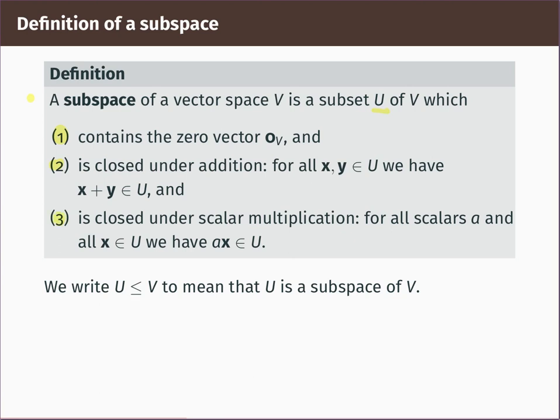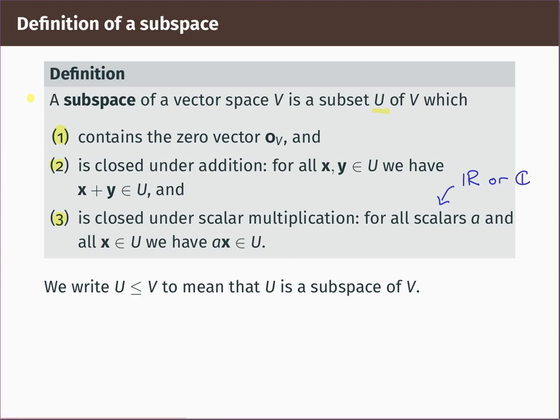Finally, U must be closed under scalar multiplication. That means for all scalars A and for all vectors x in U, the scalar multiplication A times x is in U. Let me say here what I mean by scalars. What that means is if V is a real vector space, then scalars are real numbers. And if V is a complex vector space, then the scalars are the complex numbers. So scalars just refers to numbers, real numbers or complex numbers, as appropriate.